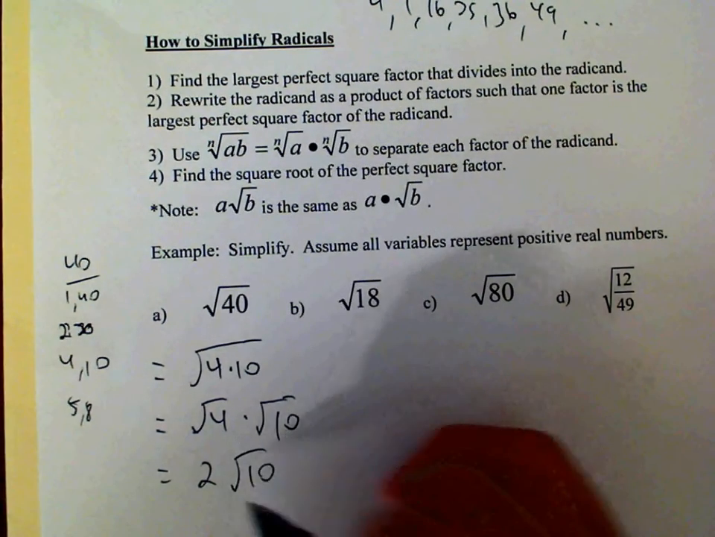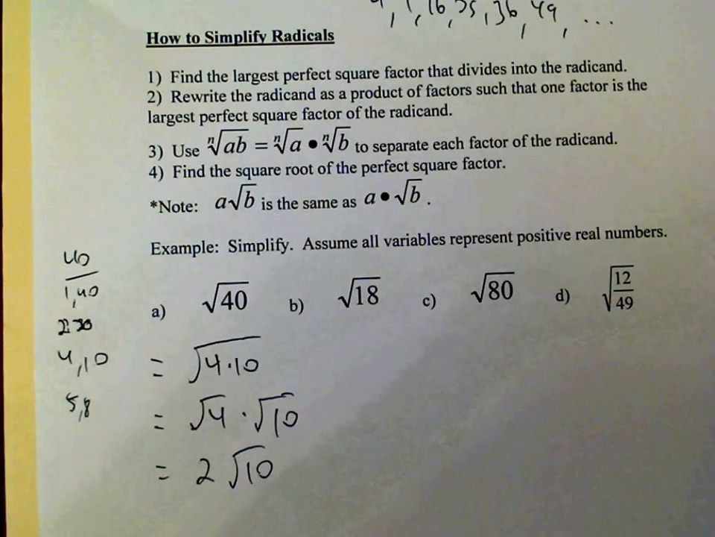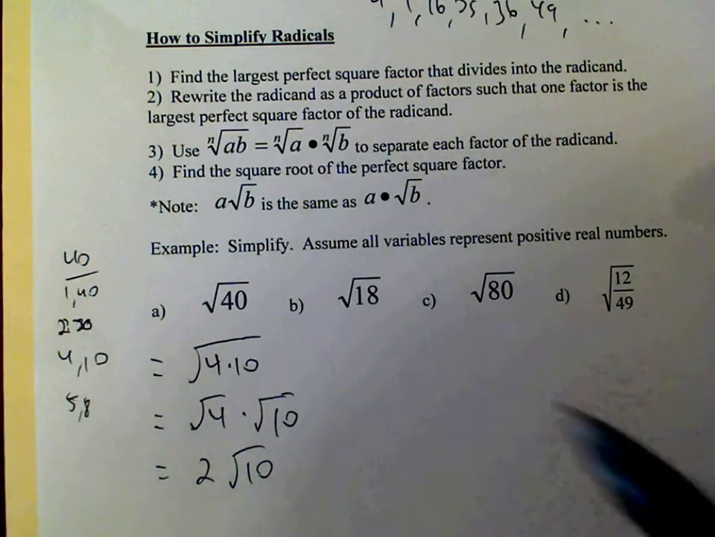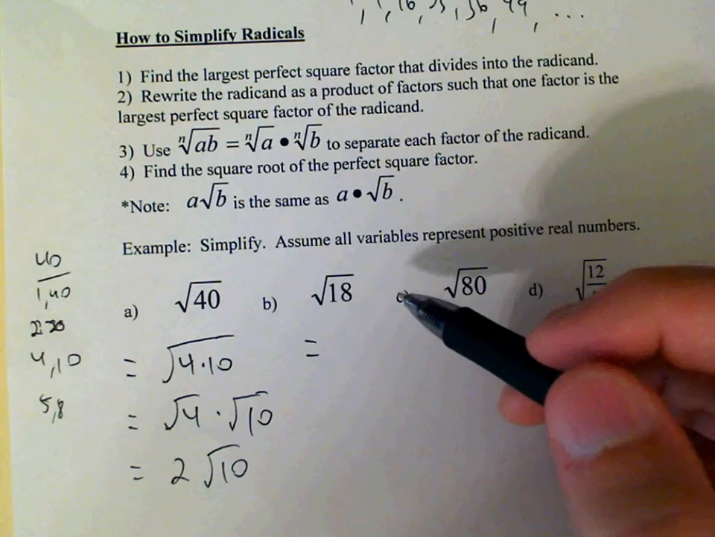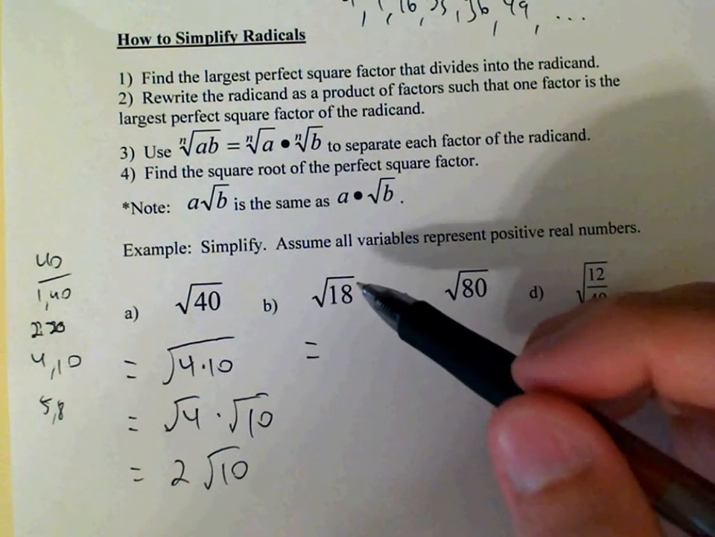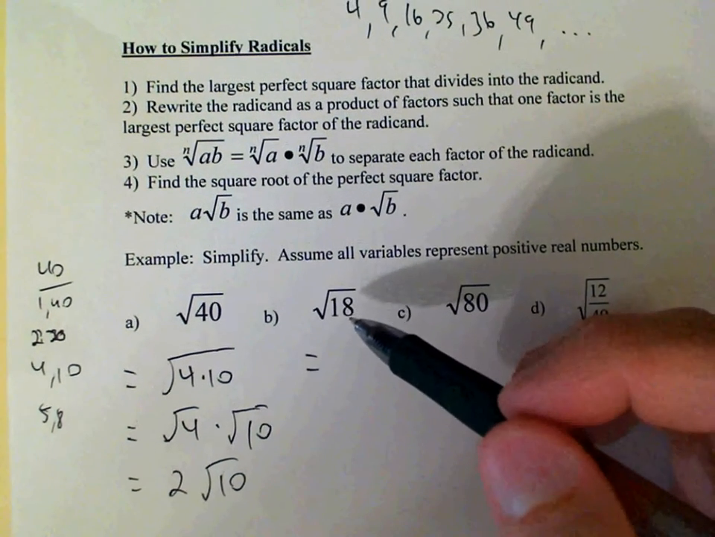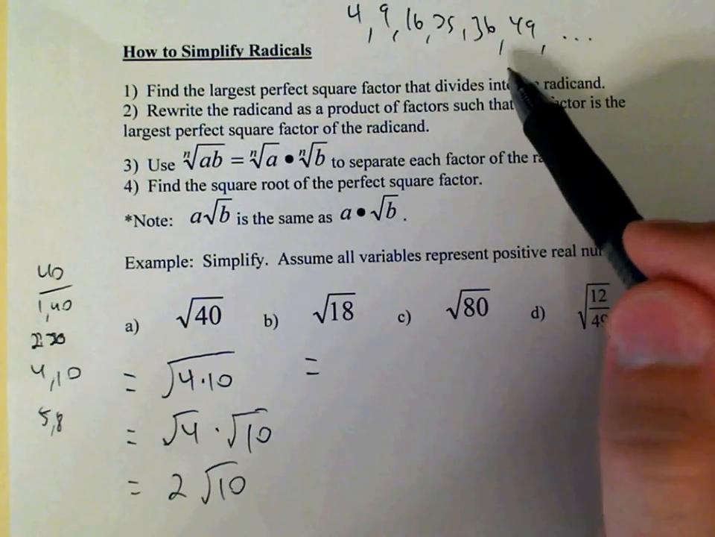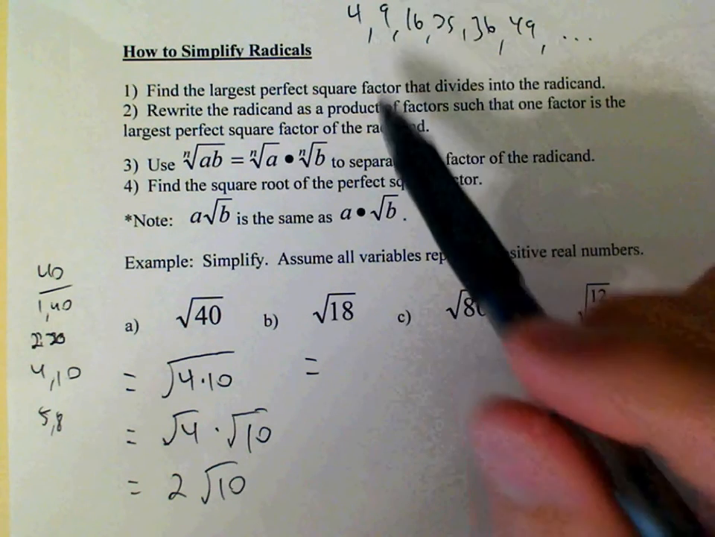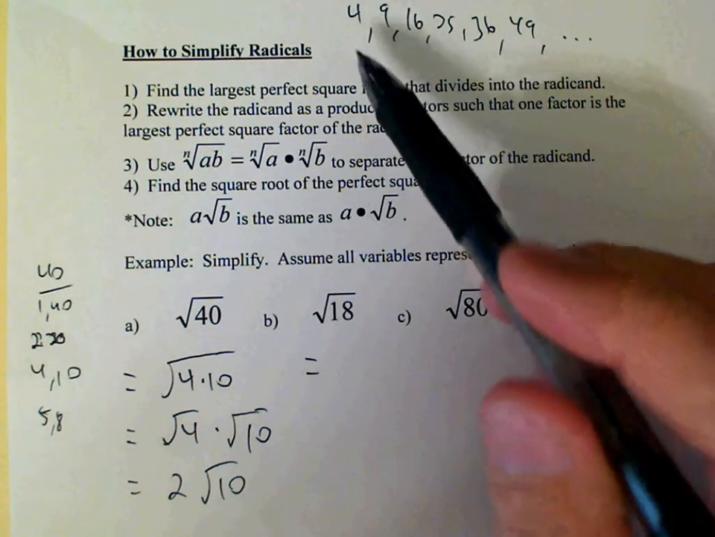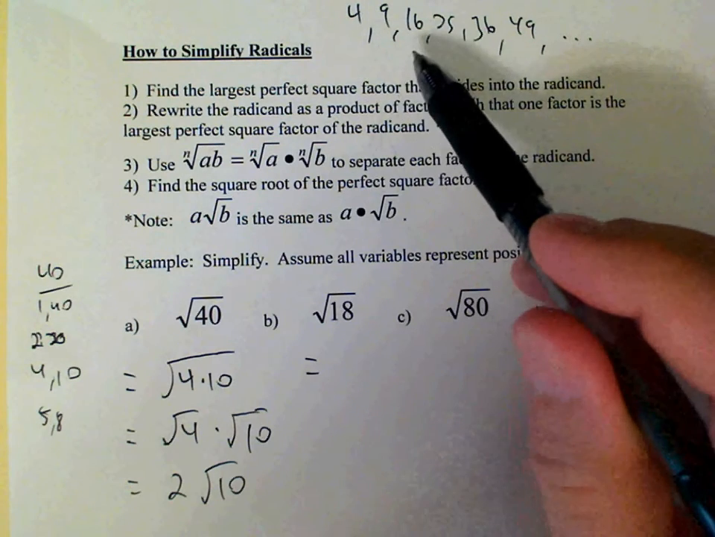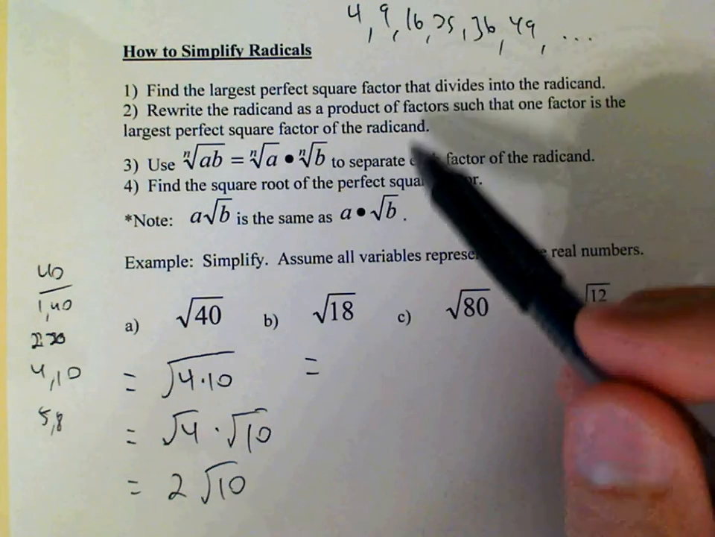Now, the better you know your times tables, the faster these are going to be. For example, when you look at the square root of 18, if you know your perfect square numbers, you'll know that 9 goes into 18. You could also take your list of perfect square factors and think, what's the biggest number that divides into 18? Does 4 go? No. Does 9 go? Yes. 16? No. 25 is too big, so 9 is the biggest one.